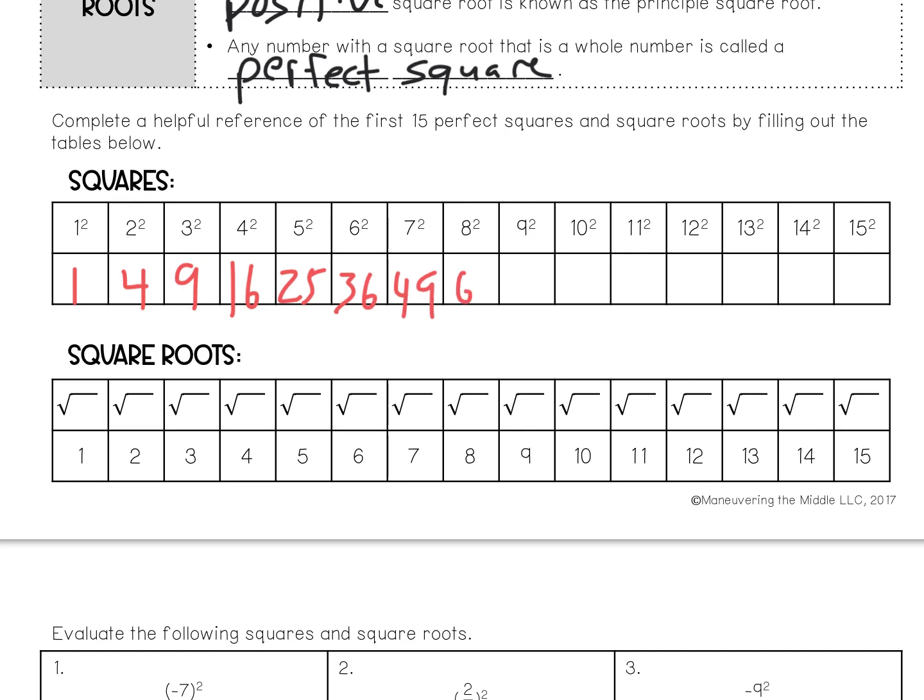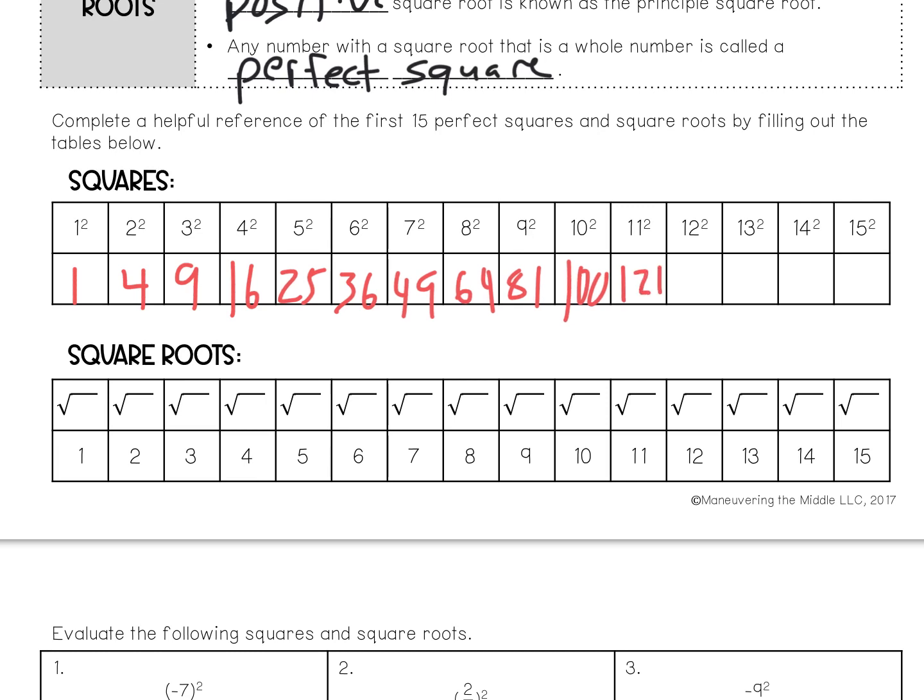64. 81. 100. Allison, do you know 11 squared? Okay, 121.